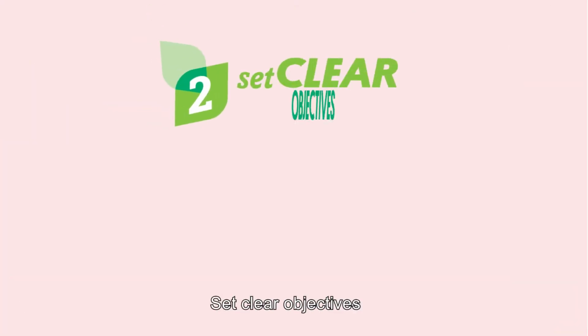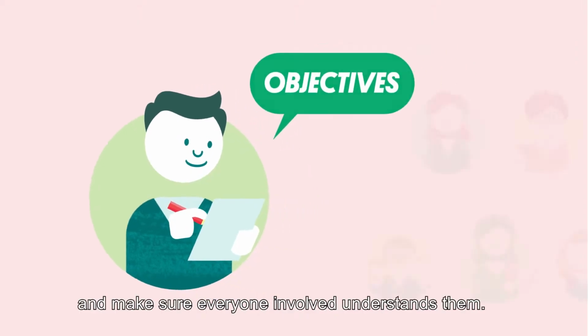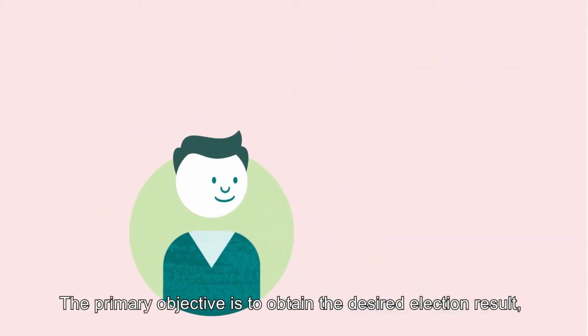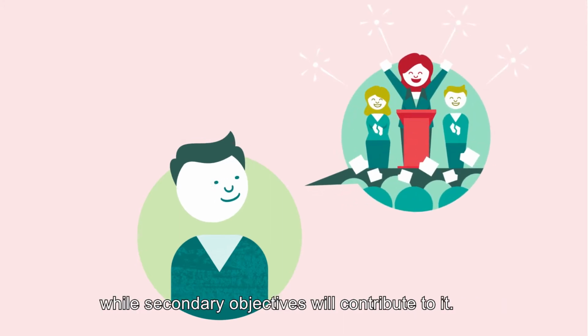2. Set clear objectives. Write your objectives down and make sure everyone involved understands them. The primary objective is to obtain the desired election result, while secondary objectives will contribute to it.